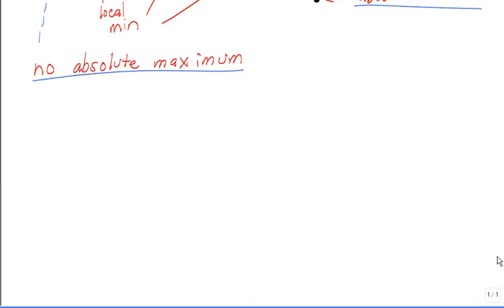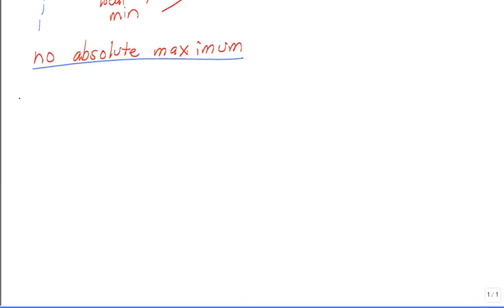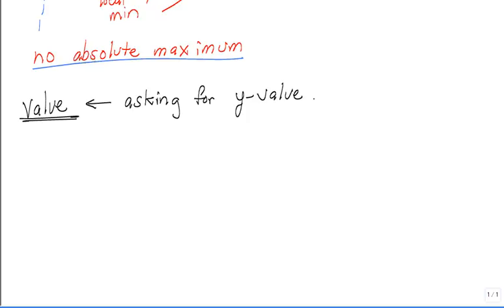Now, another thing you have to be careful of is when it asks for the value, when you see that word value, it's asking for the y value. Not the x value or the function value. When you plug it into the function, it's the number you get, which is the y value. So be careful about that. That word value means y value.